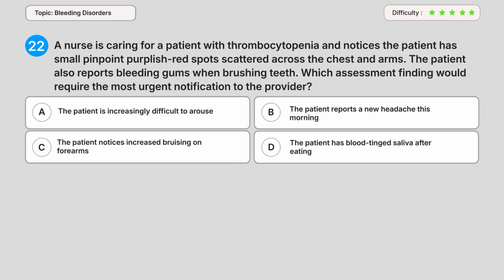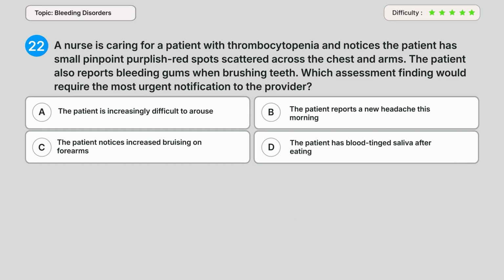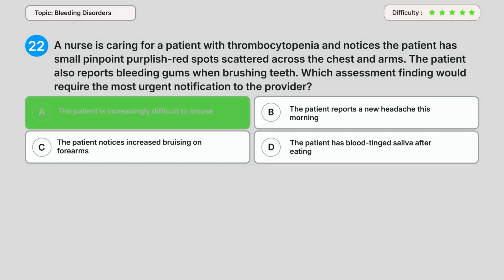A. The patient is increasingly difficult to arouse. B. The patient reports a new headache this morning. C. The patient notices increased bruising on forearms. D. The patient has blood-tinged saliva after eating. Do you know the answer? Correct answer? A. The patient is increasingly difficult to arouse.